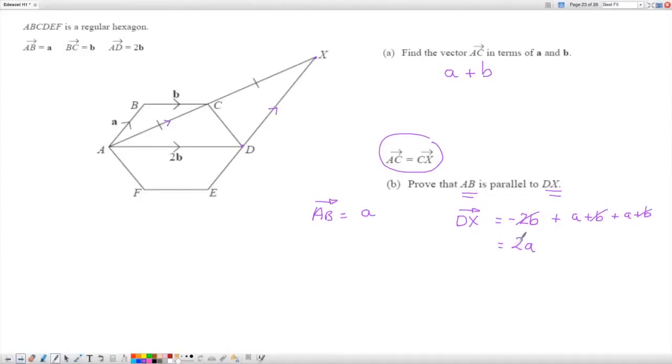Now we can see that these two vectors will be parallel because one is a multiple of the other. We can see that 2 AB vectors is equal to DX. So they have the same gradient as one is a multiple of the other. They both have the common part of a in their vectors.